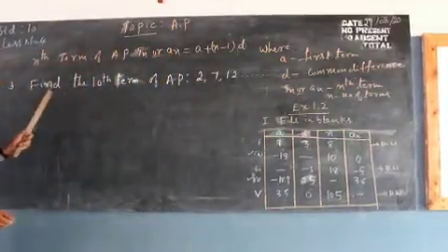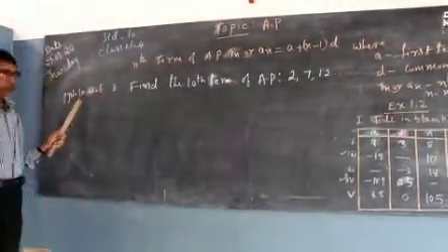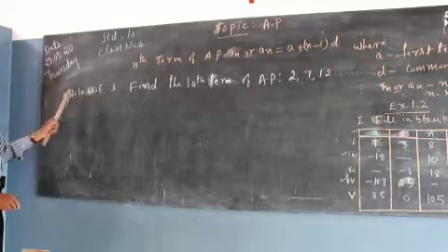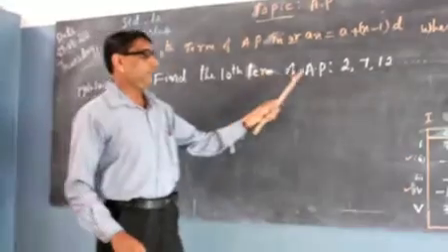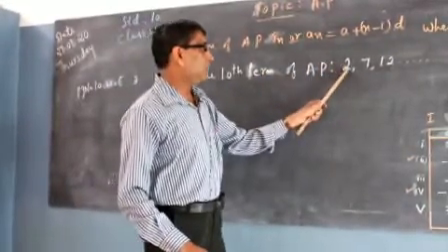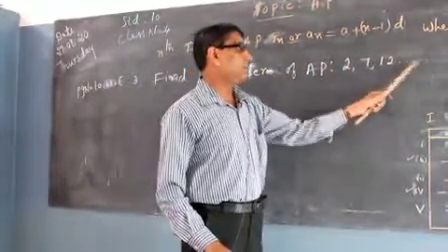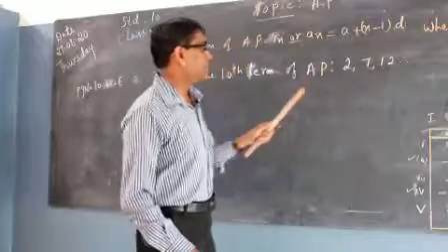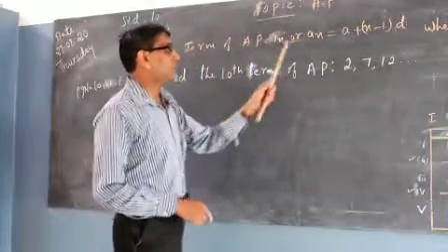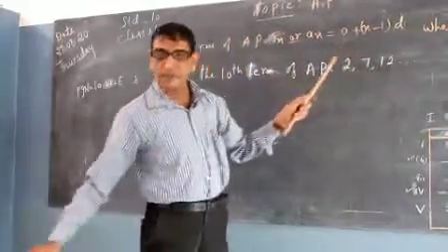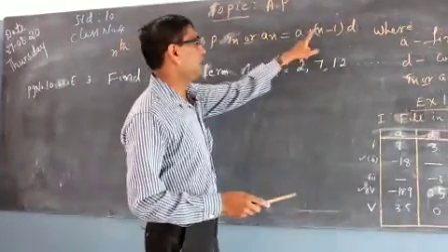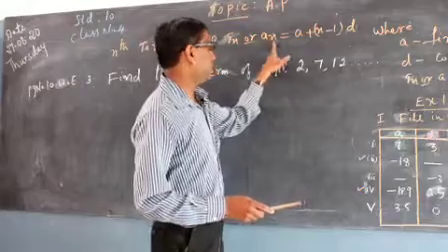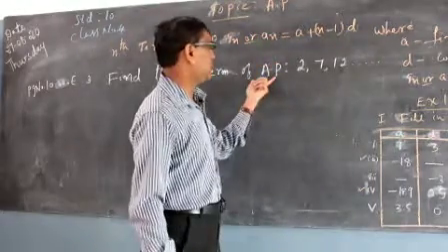I have written one example. This is given in your textbook, worked example 3, page number 10. Find the 10th term of the AP 2, 7, 12. The arithmetic progression is given and we have to find out the 10th term. Children, about this formula, 4 types of problems can be given. First, they will give you A, n, D and ask you to find An. An means the nth term. That is what is given here in the worked example.